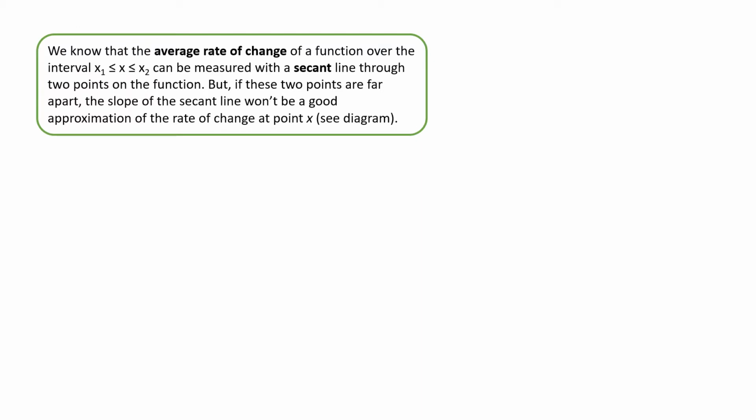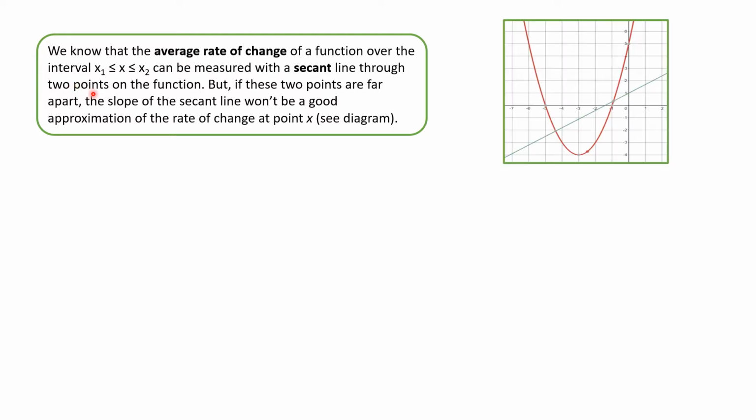We know that the average rate of change of a function over an interval can be measured with a secant line. Secant line is average rate of change. It goes through 2 points on the function. But if these 2 points are far apart, like on this example here, the slope of the secant line wouldn't be a good approximation. So see this red dot here? If I could draw a tangent line right there, just touching the red point here, this secant line is not necessarily a good estimation of the same one.